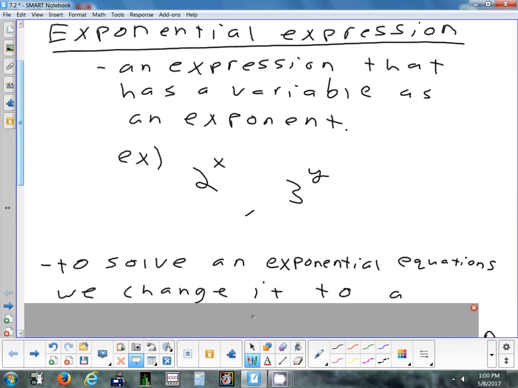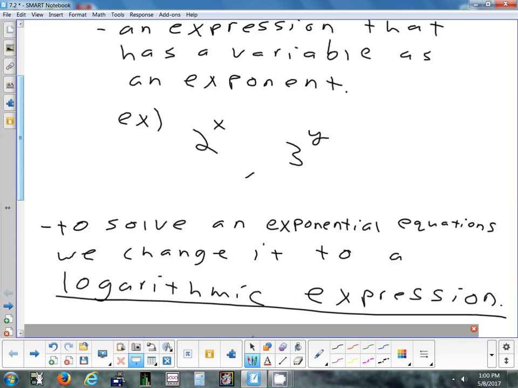And in order to solve an exponential equation, we're going to be changing things between two different forms. There's exponential form, and there's log form. Or there's exponential equations and logarithmic equations. So we'll talk about how we change between the two.